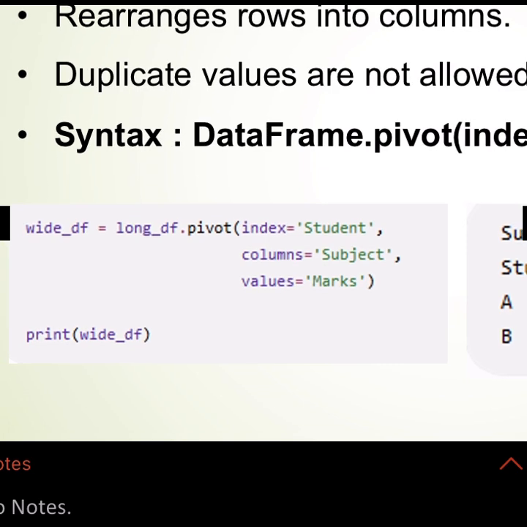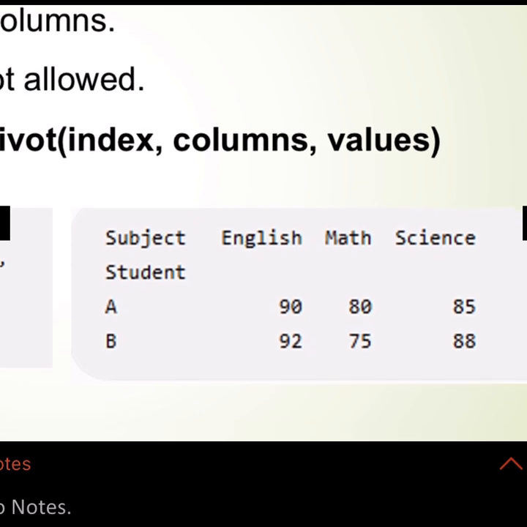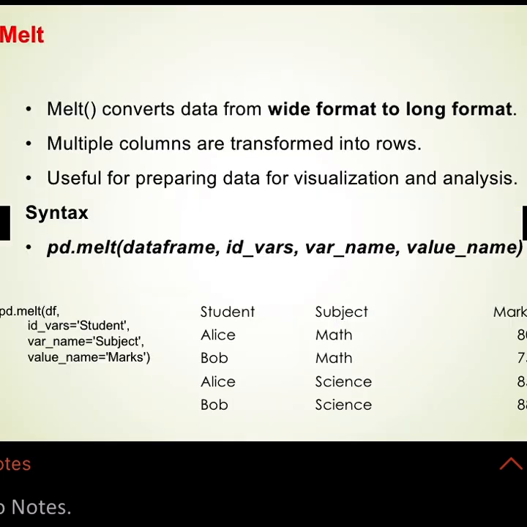So this is an example. We are taking a new data frame, whatever name you want to mention here. So y data frame equal to long data frame dot pivot, that is the first data frame, long data frame, with index equal to student, columns equal to subject and values, and we are printing the new y data frame. The result will be like this: the subjects will be English, math, science, and the students will be like this. So index, columns and values, everything is done here.